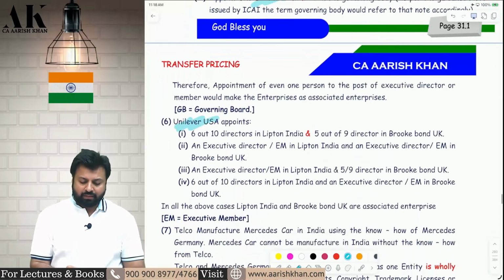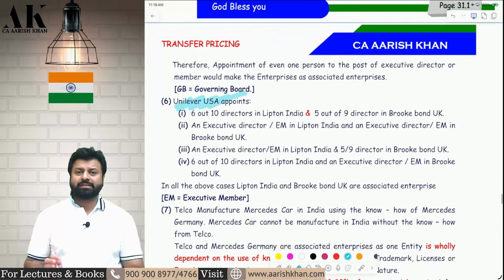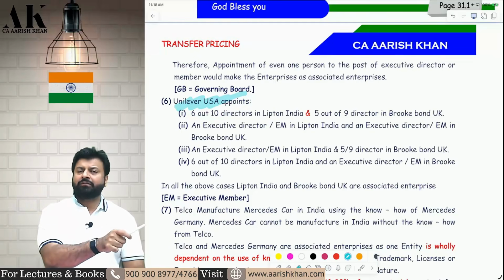Next. Point number 6 is cross-holding. I am Mr. A, there is Mr. B, there is Mr. C. I am A Limited, there is B Limited, there is C Limited. If I appoint more than half of the directors of B Limited, and if I appoint more than half of the directors of C Limited, B and C are associated.